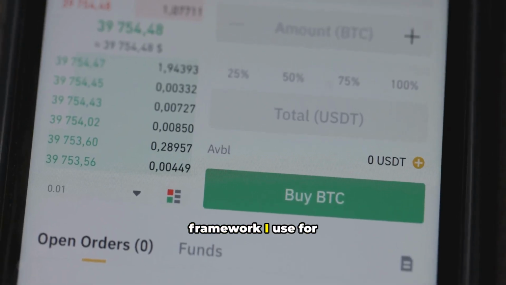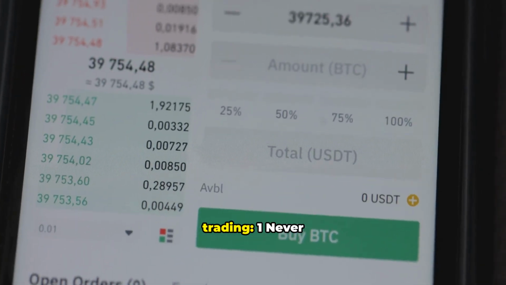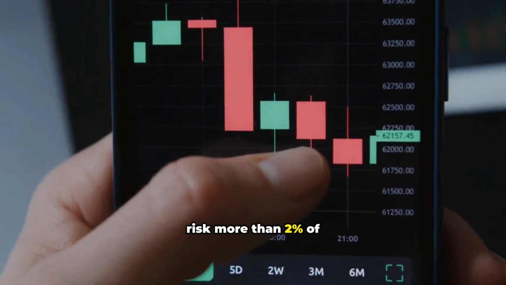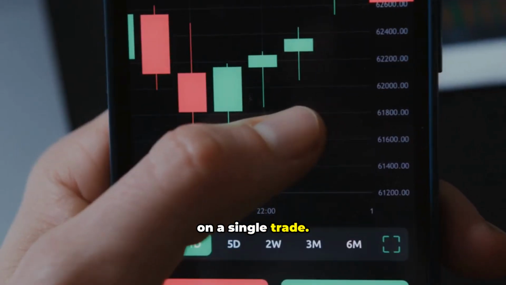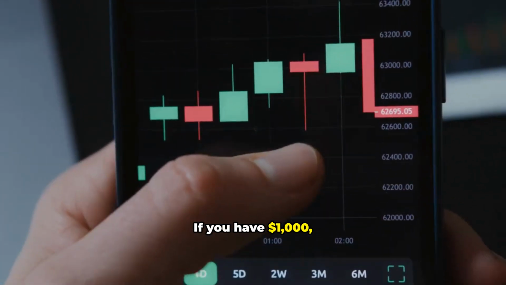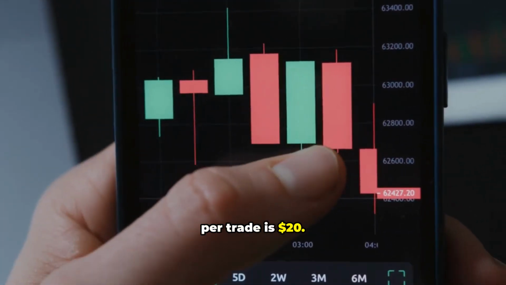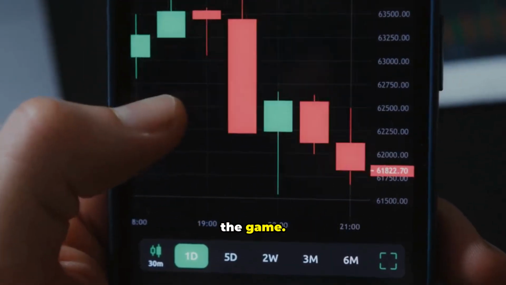Here's the simple framework I use for Bitcoin spot trading. 1. Never risk more than 2% of your total capital on a single trade. If you have $1,000, your maximum loss per trade is $20. This keeps you in the game.